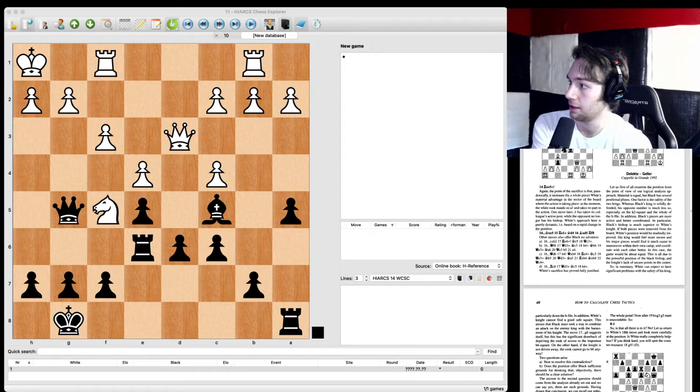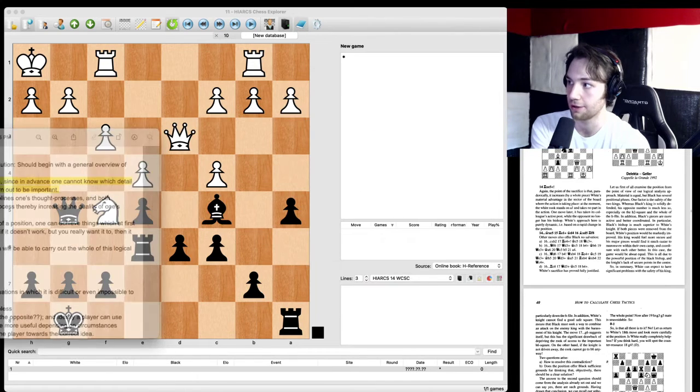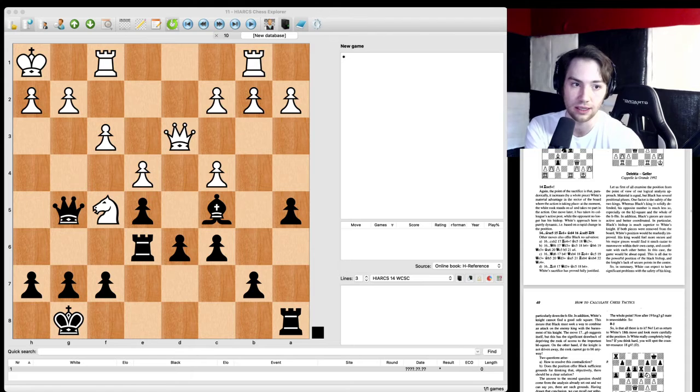And again, what we're doing here is looking at these little details of the position. We're trying to be careful not to overlook anything, and we're getting a grasp of what it looks like to be really detail-oriented when you're analyzing a position like this. So white's knight cannot find a good safe square.